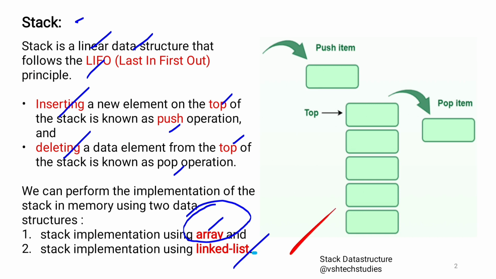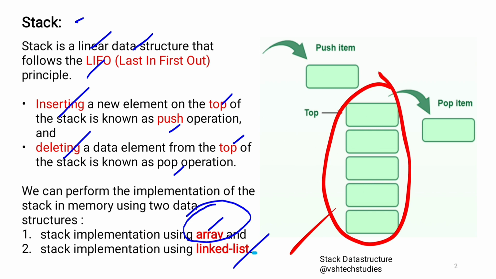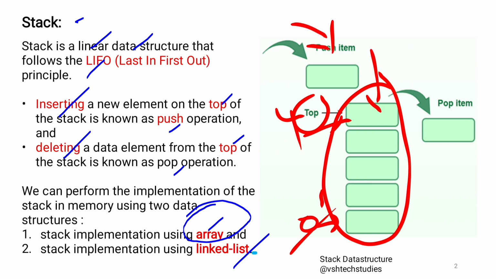This figure shows the stack data structure. How many memory locations are there? 5. What is the index of this? 0. This is 1. The last one is 4. Top is used to store the value of the index. So the push operation is used to add an element at the top position in the stack. The pop operation is used to remove an element from the stack at the top index position.